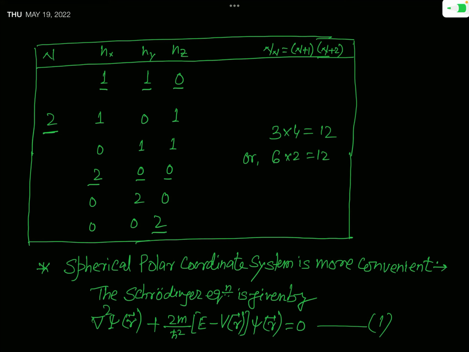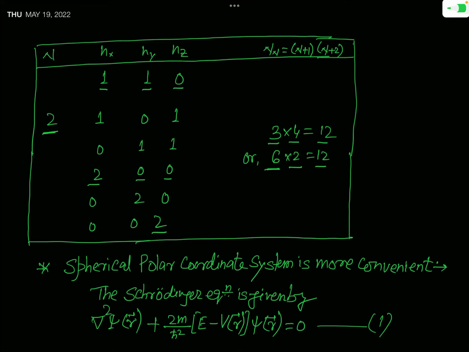So how many sets of nx, ny, nz? Actually there are 6 sets, and corresponding to each set of nx, ny, nz there will be 2 spin states. So the number of protons or neutrons will be 6 into 2, that is 12. And if you apply this formula, nN equal to (N plus 1) into (N plus 2), then you will get the same result. Since capital N is 2, N plus 1 will be 3, and N plus 2 will be 4. So this is again 12.